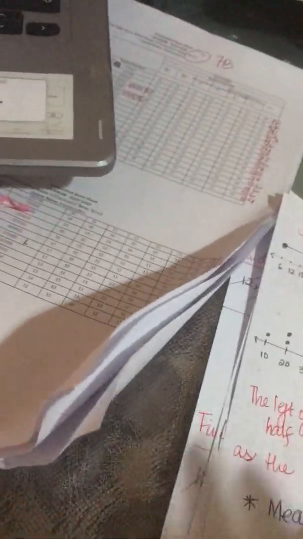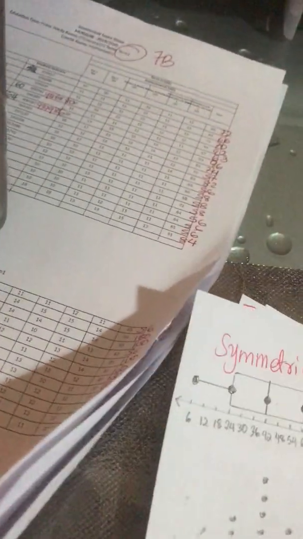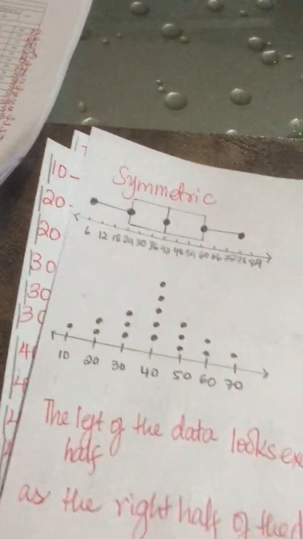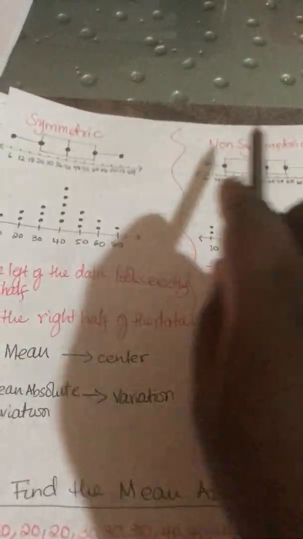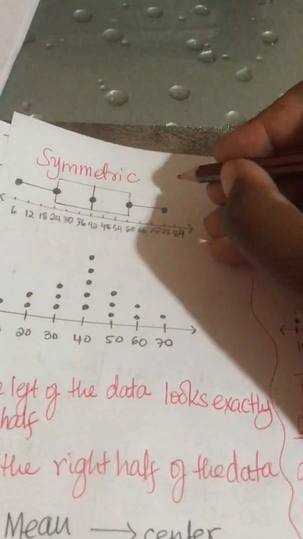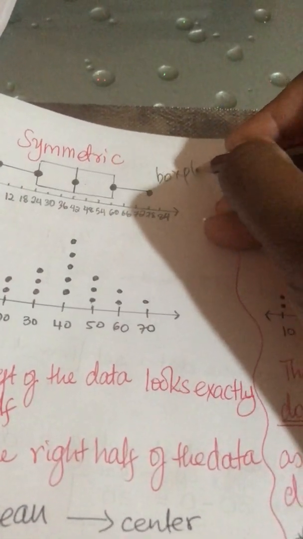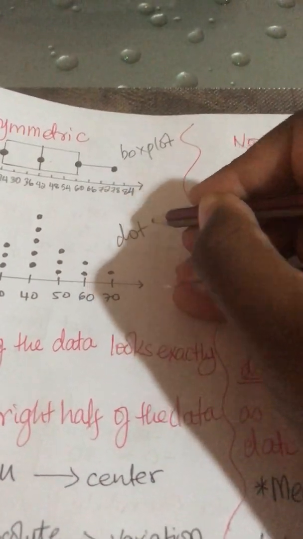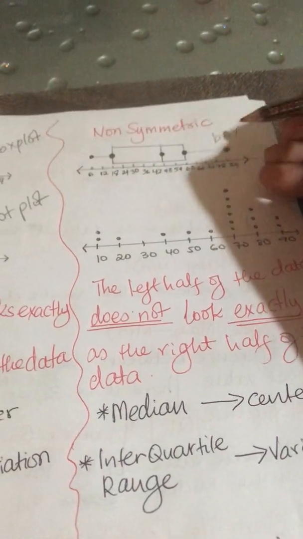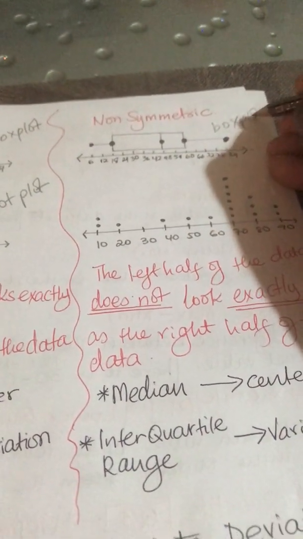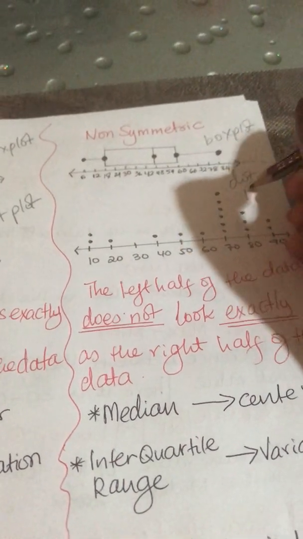We need to know how to determine whether my data is symmetric or non-symmetric. This you must know. So here, I have drawn pictures to help you. So this is a box plot. And this is a dot plot. Box and dot, box plot and dot plot.